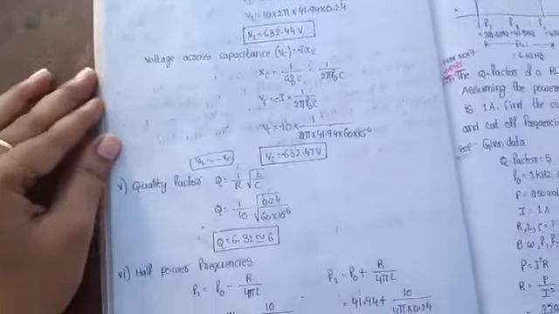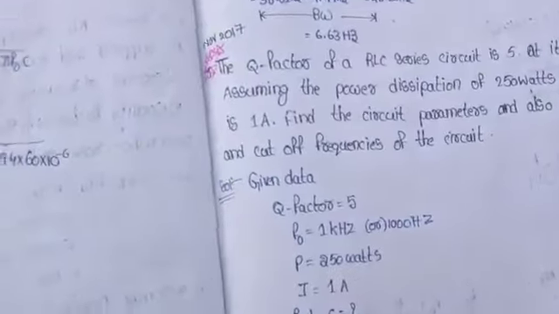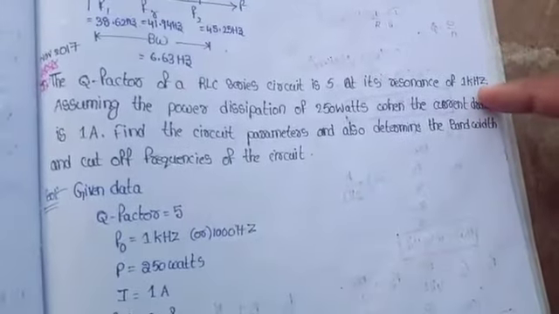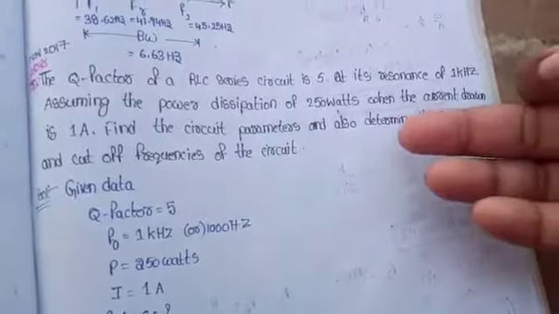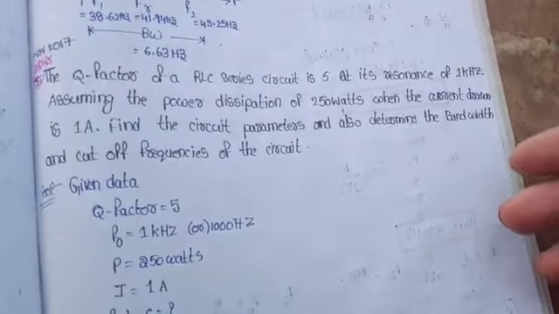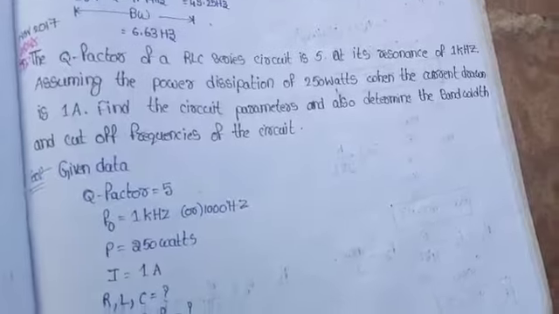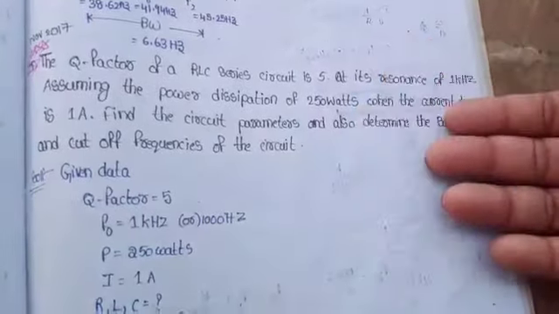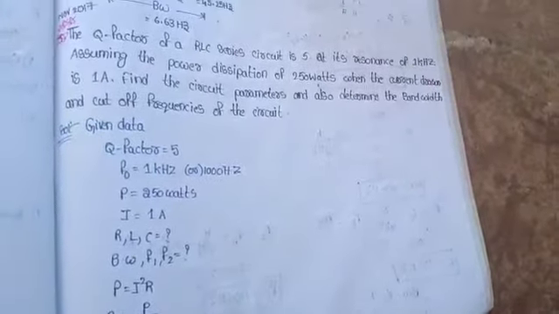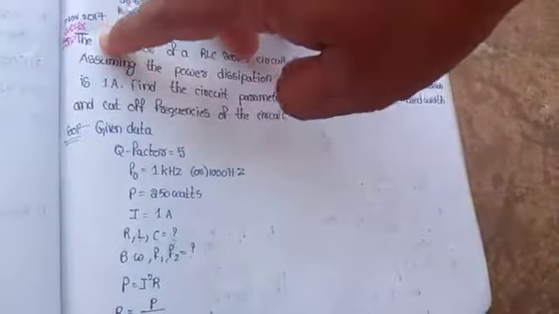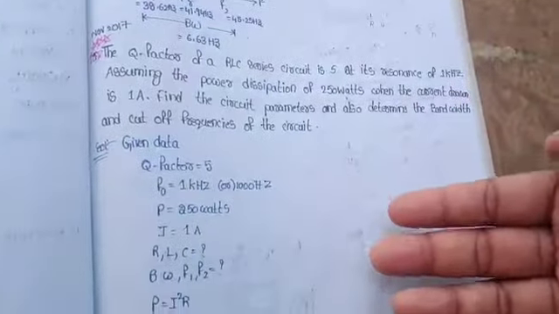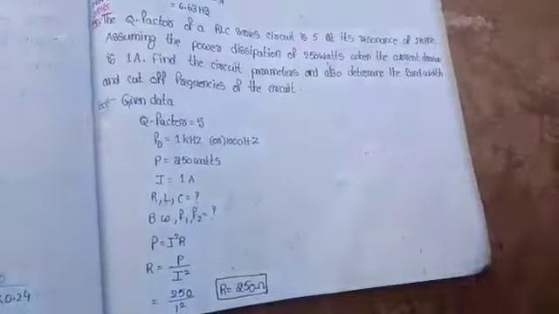Another problem: the quality factor of a series resonance circuit is 5. Resonance is at 1 kilohertz. Assume power dissipation is 250 watts and current drawn is 1 ampere. Find the circuit parameters, bandwidth and cutoff frequencies. Circuit parameters are nothing but the R, L, C values, and also bandwidth and F1 and F2. Here the given quality factor is 5. This problem appeared in November 2007. Quality factor is 5 and F0 is 1000 Hz. Power is 250 watts. Find out the RLC elements.